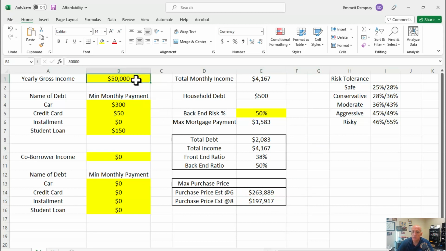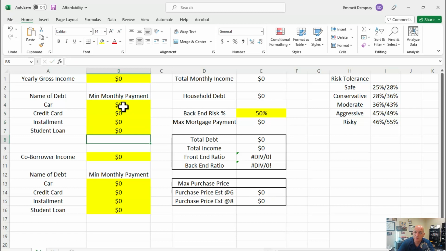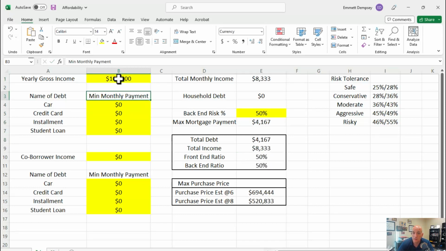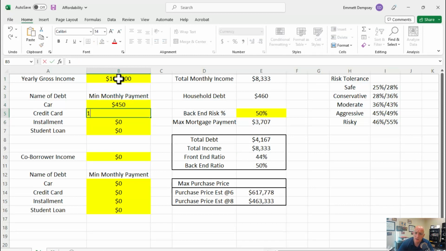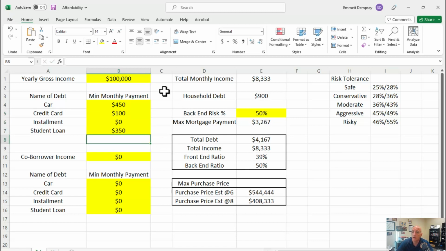Okay, so let's reset this and say you make double that. Let's say you're single, you're doing well, you make $100,000. You get a bigger car, so maybe your credit cards are $100, and you have a $350 student loan. Again, your back end is 50%, so your max mortgage payment is $3,200.